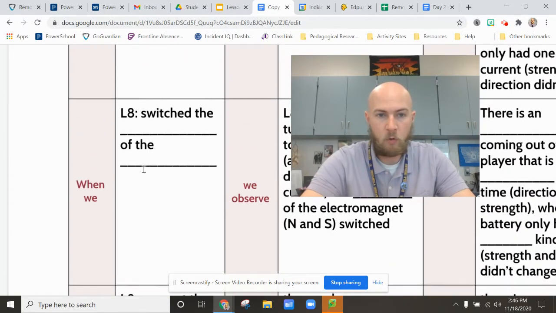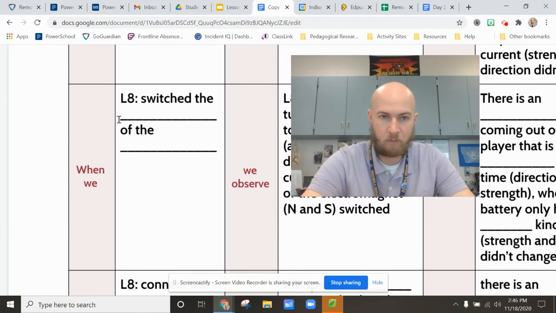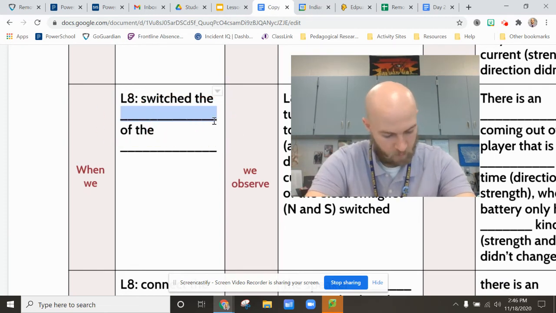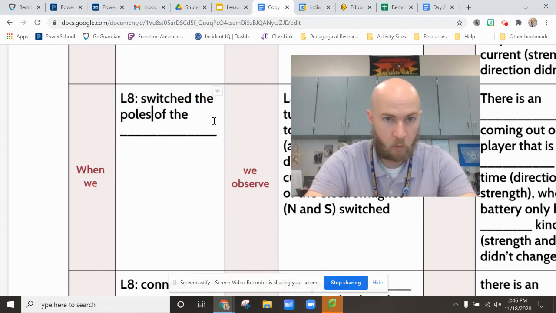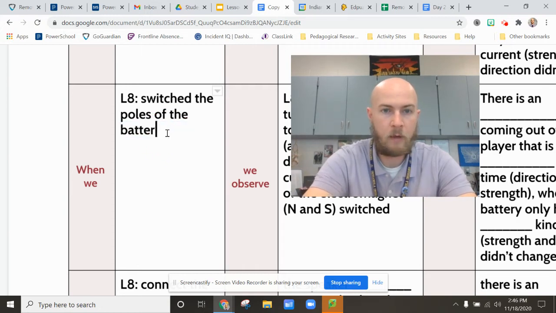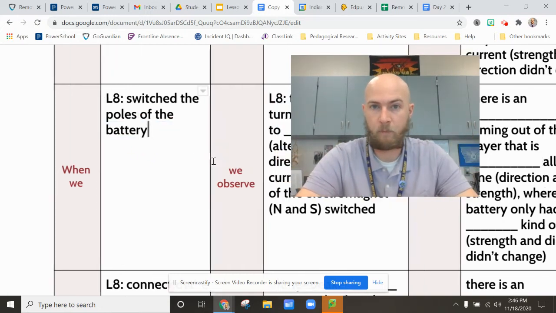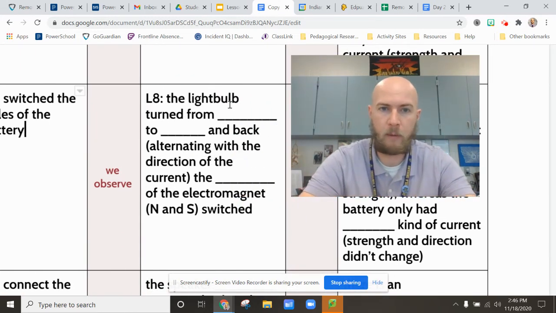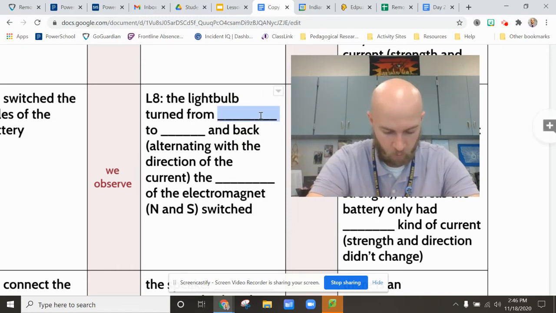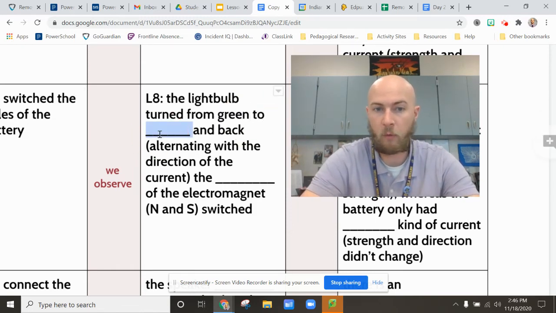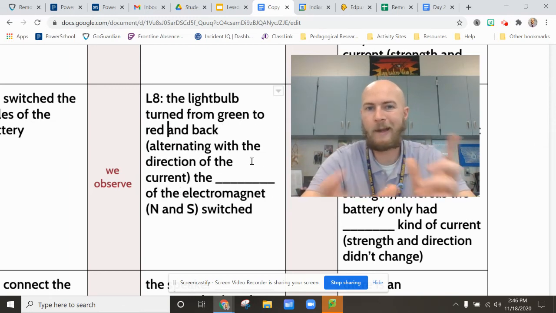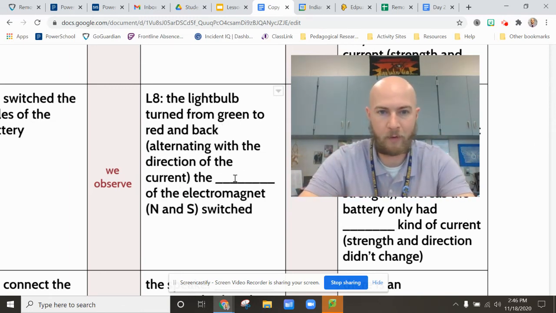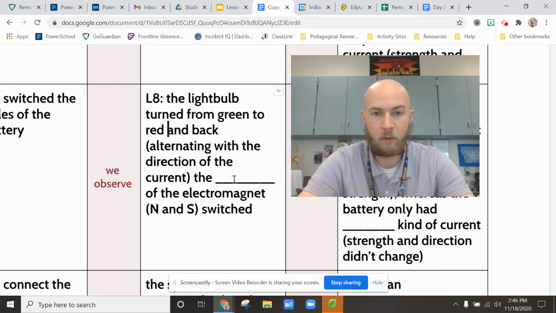And then we've got 2 more to go through. So there were 2 more things that we did in lesson 8, right? One other thing that we did was we switched the poles of the battery. And if you remember, we did this with the LED investigation. Now, when we switched the poles of the battery, we noticed something happened. So the light bulb turned what color? Well, it was green, and it turned to a different color, which was red. And it went back and forth as we alternated the direction of that battery. So the light bulb turned from green to red and back, alternating with the direction of the current.